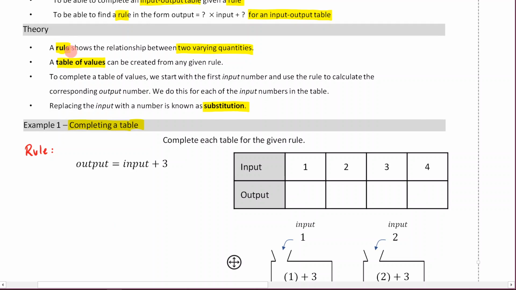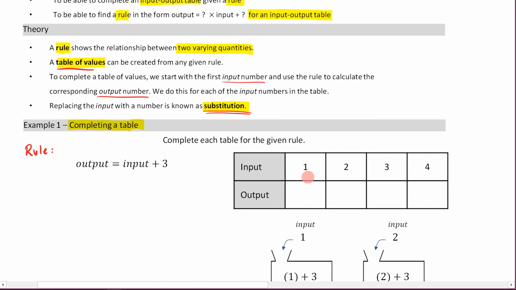Okay, so that's the first one. We know what a rule is. We now have seen a table of values. This is the table of values. Now, how can we use our rule to fill out our table of values? Well, right here it says to complete a table of values, we start with the first input number. So our first input number is 1. And it says, and use the rule to calculate the corresponding output number. So we can now figure out what the corresponding output number is going to be based on our input number. It says we do this for each input number in the table, and it's done by replacing the input with the number. Replacing the input with a number is known as substitution. So the way in which we do this is by substitution.